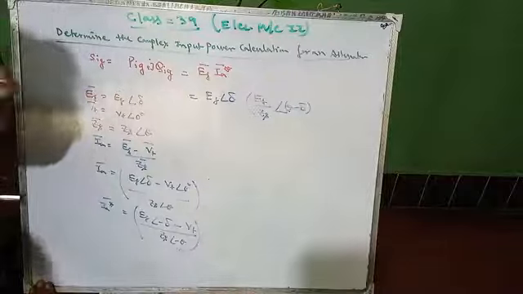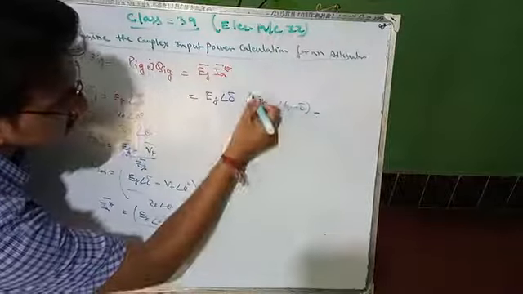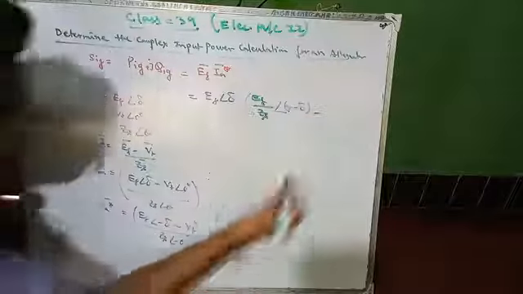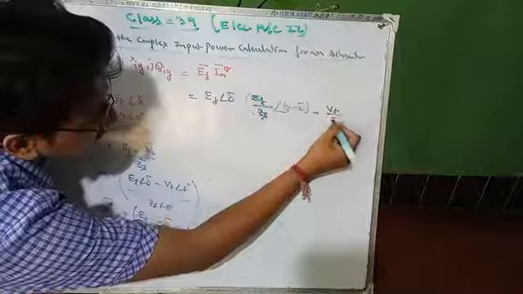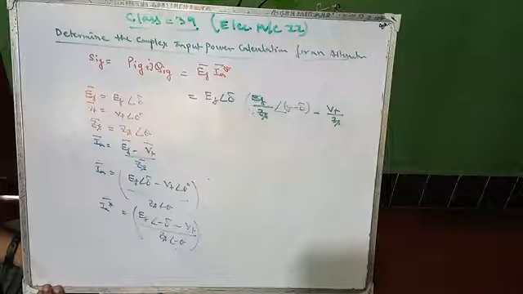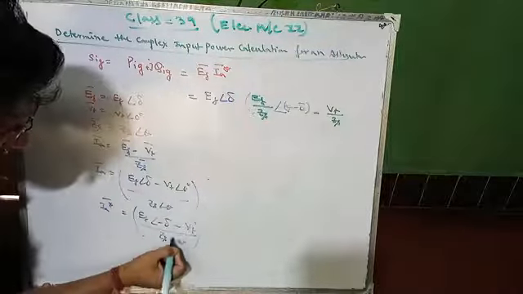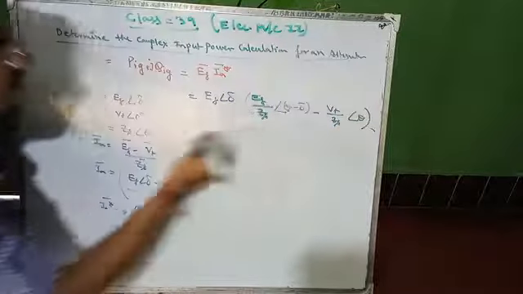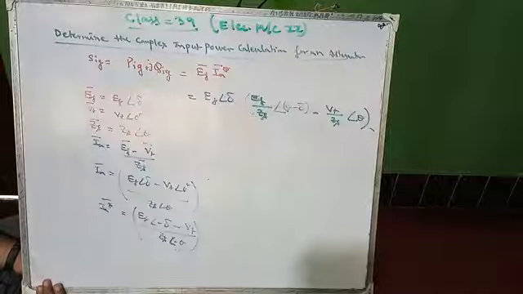and negative of VT by ZS, and which will be equal to angle minus theta. Sorry, the angle will be plus theta, because minus theta is in the denominator part, so that will be equal to plus theta. So this is your SIG.